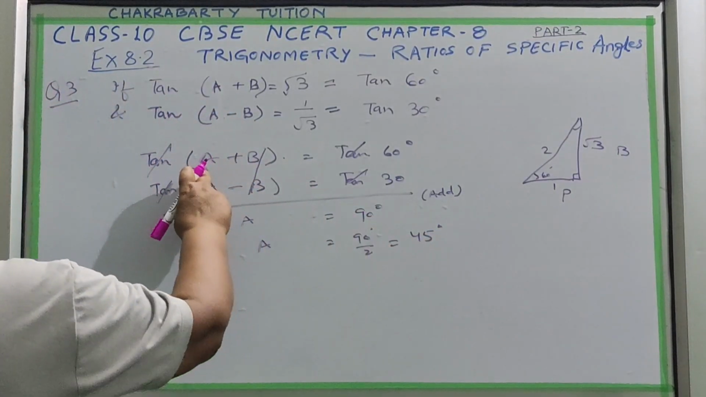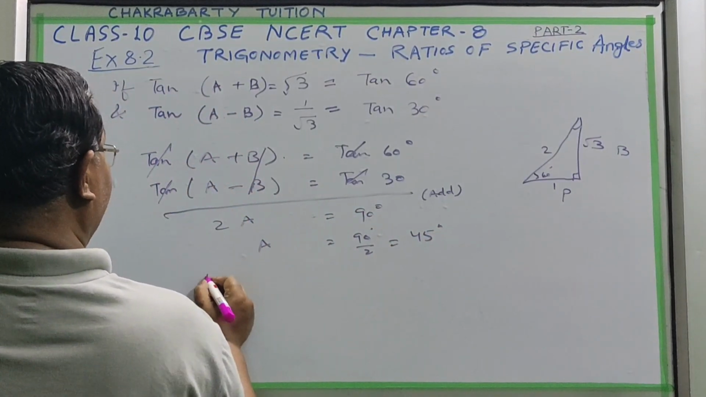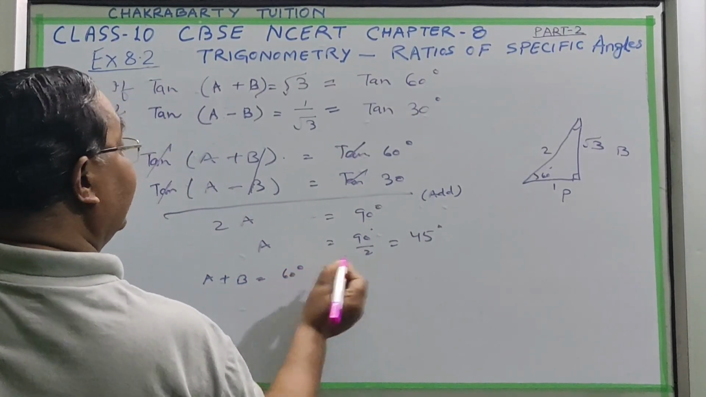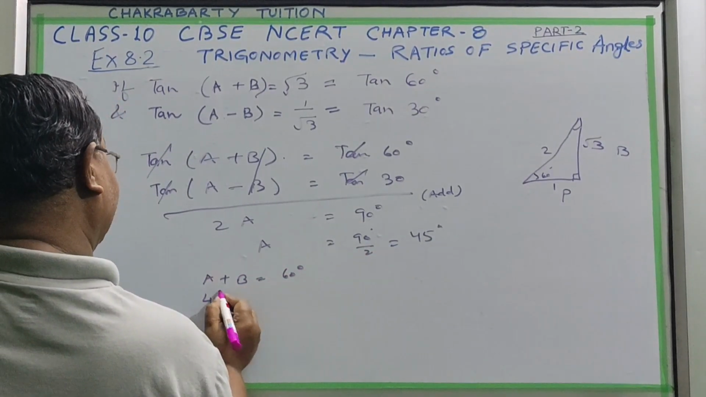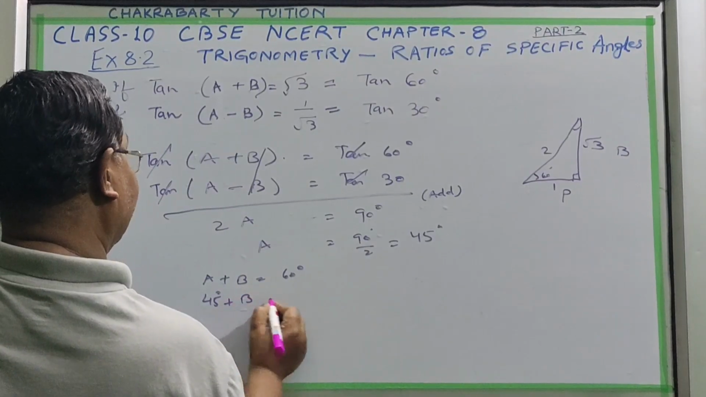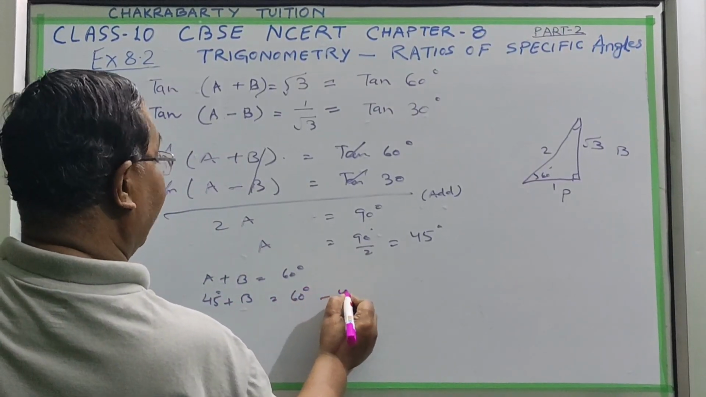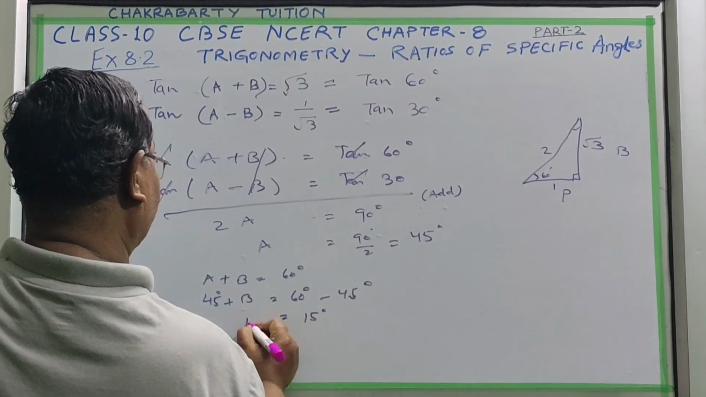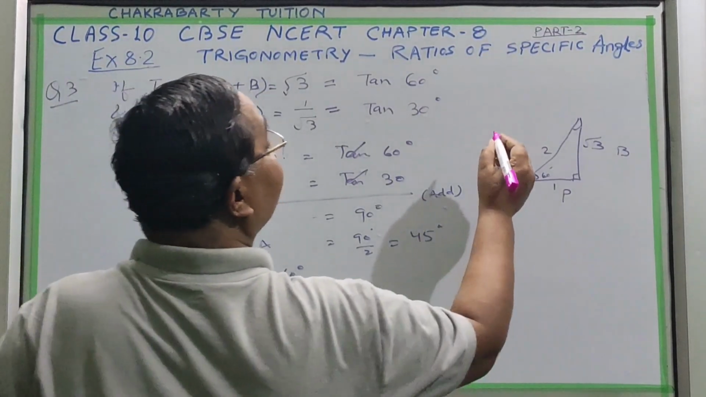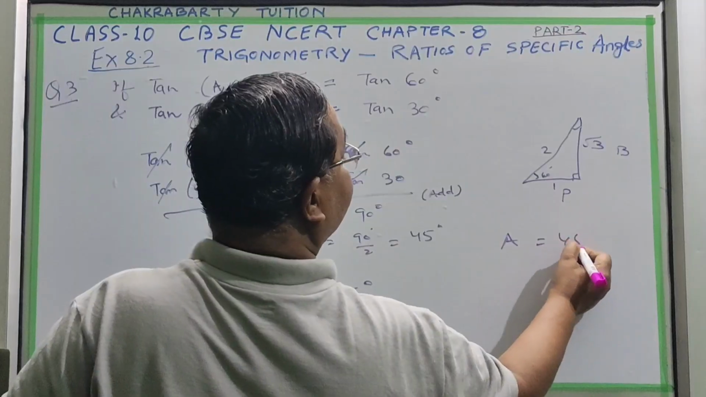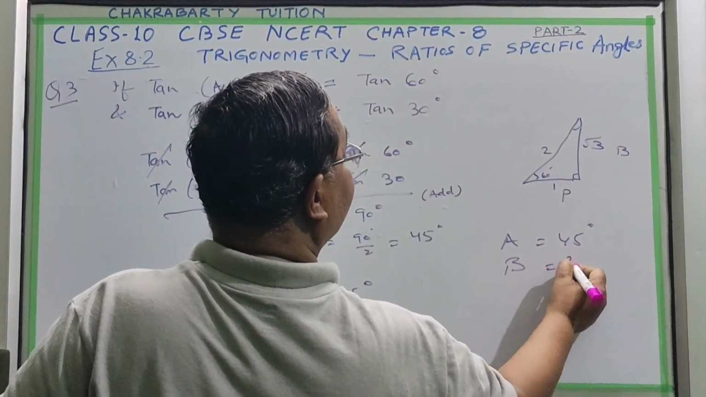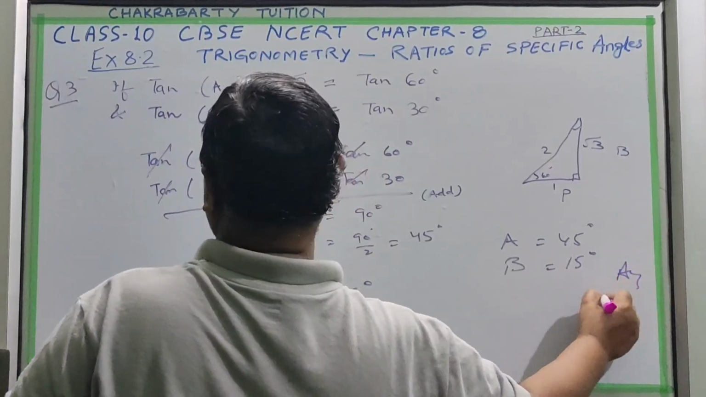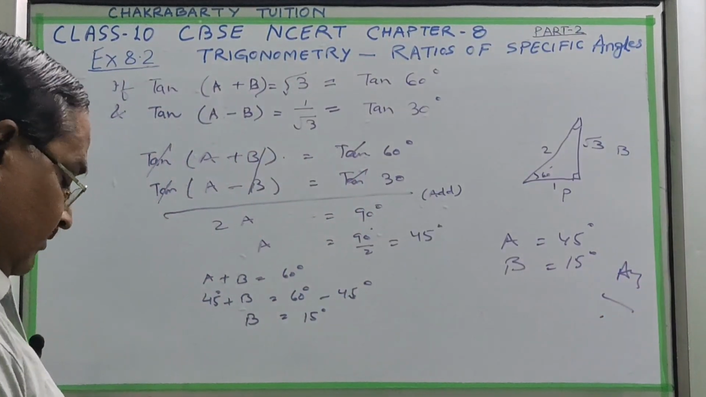Now A's value you put it here. So A plus B is equal to 60 degree. A is now 45 degree. So plus B is equal to 60 degree minus 45 degree is equal to 15 degree. So B equal to 15 degree. Your answer is A equal to 45 degree and B equal to 15 degree. Okay, this is your answer. We will go to question number 4 now.